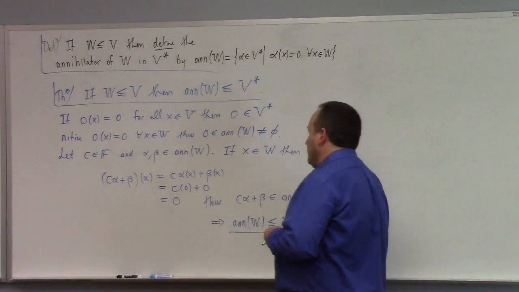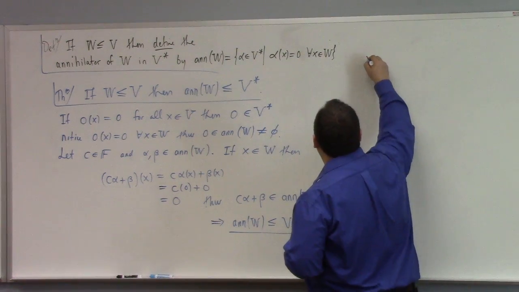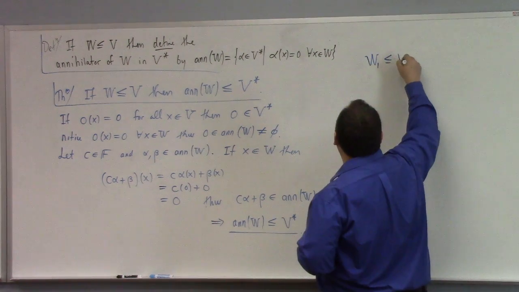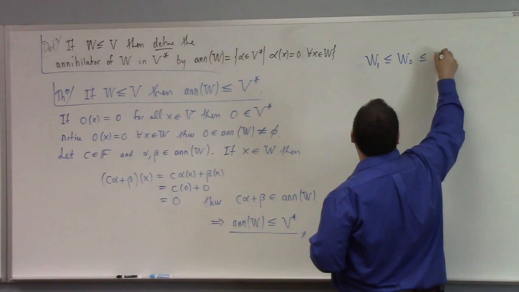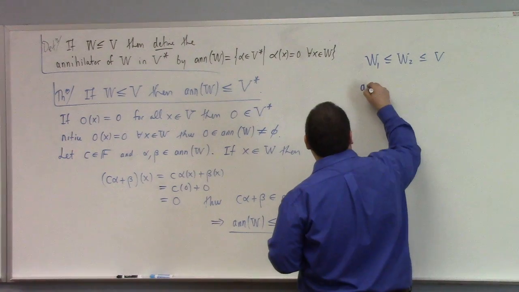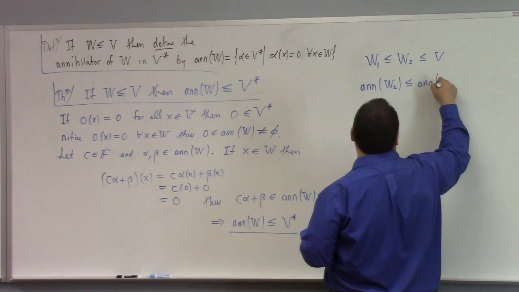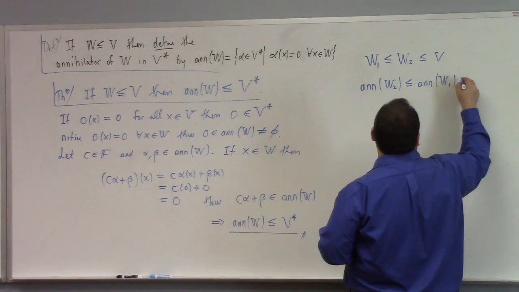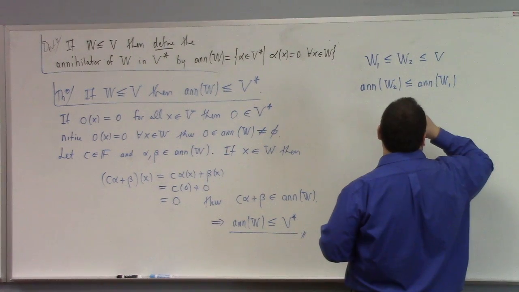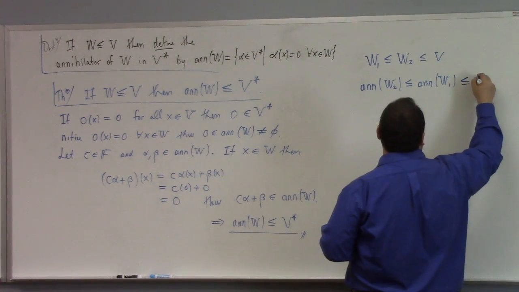So one of your problems asks you to show that W1 is a subspace of W2, which is a subspace of V, I think, is given in the problem. And you're asked to show the seemingly contradictory claim that the annihilator of W2 is a subspace of the annihilator of W1. Wait a minute, did I get that right? Yes, that's what it says on the problem. I think V dual, yeah.